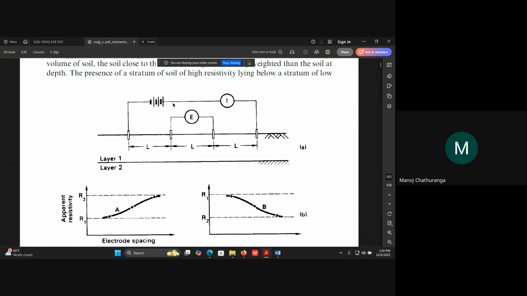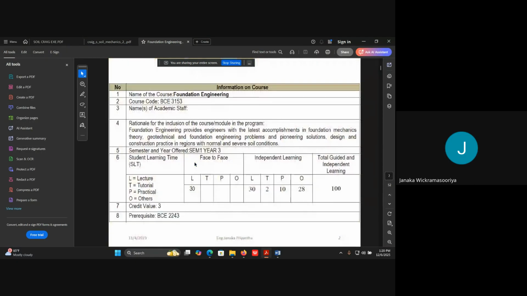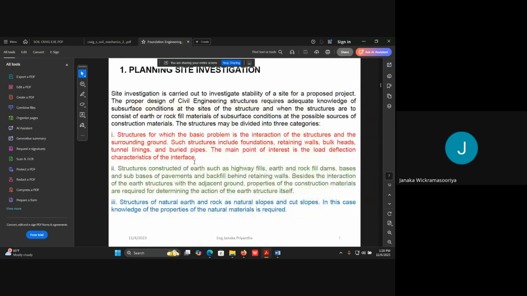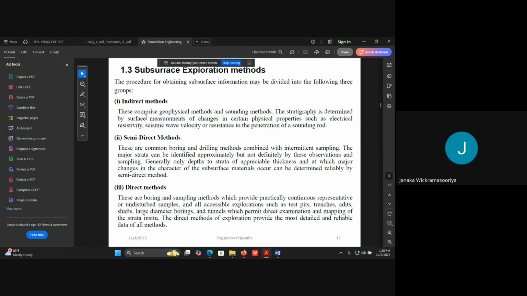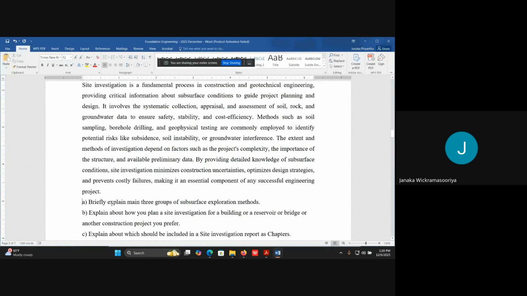Direct, indirect, and semi-direct. Right. Direct, indirect, and semi-direct. Yes. Now these three, you have to explain that. What the question says is briefly explain. Not just state the three main groups.